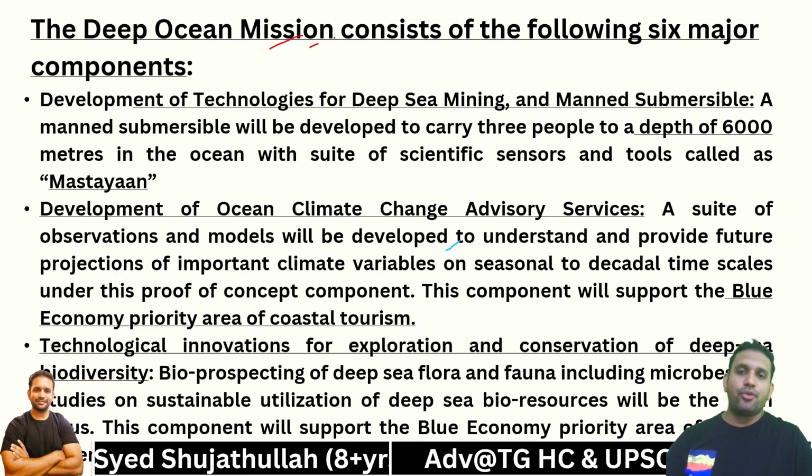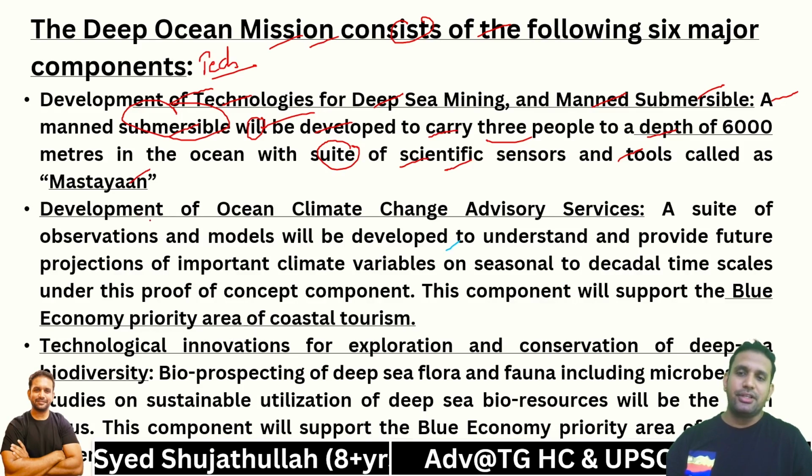So the deep ocean mission consists of the following 6 major components or technologies that you can mention. First one is development of technologies for deep sea mining and manned submersible. It means human beings, our ocean nauts, just like astronauts, we also have ocean nauts, should go. In this deep sea ocean mission, our ocean nauts will also go with that submersible, the craft which goes inside the ocean. A manned submersible will be developed to carry 3 people to a depth of 6,000 meters in the ocean with a suite of scientific sensors and tools, called Matsyayaan. So the first important technology is to build a submersible ocean craft which can take 3 people with them.